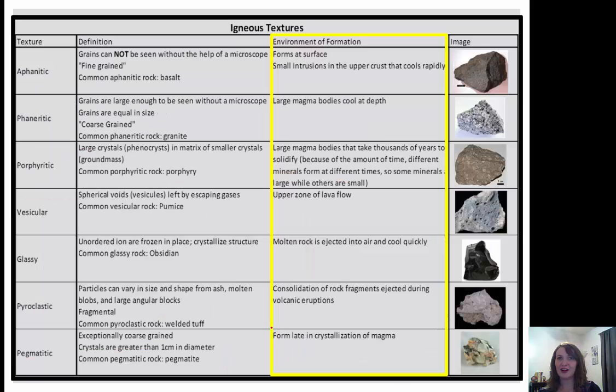Now, for all of our igneous textures, there's a different type of environment of formation, whether that was fast cooling, slow cooling, surface, plutonic body, it all changes, so make sure you're familiar with each type of environment that texture represents.